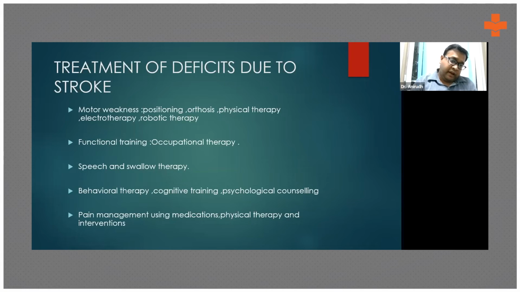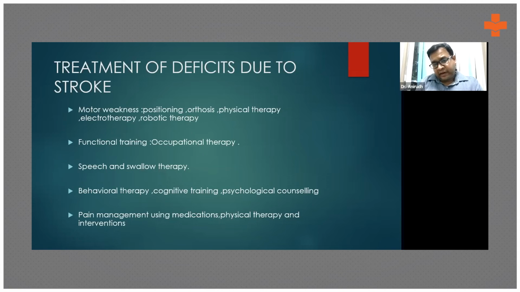It can be aphonia, it can be dysarthria. So regular speech therapy is very important, and definitely the swallow therapy. Swallow therapy generally starts once the patient's comprehension is good and they are able to understand what they are listening to or seeing.